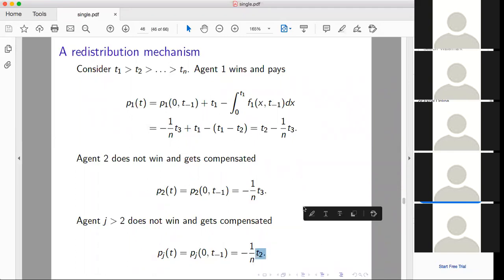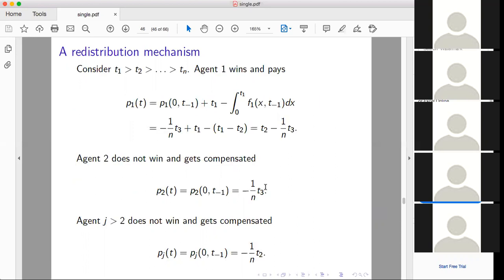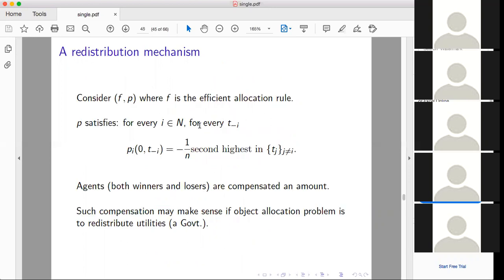Okay. So let's look at the total payment collected from this mechanism. As I said, this mechanism is efficient. The payment rule that I constructed basically makes it a Groves mechanism, right? So it satisfies ex post IR because the payments are, the lowest type payments by definition, pi 0 t minus i is less than or equal to 0. So it satisfies ex post IR.